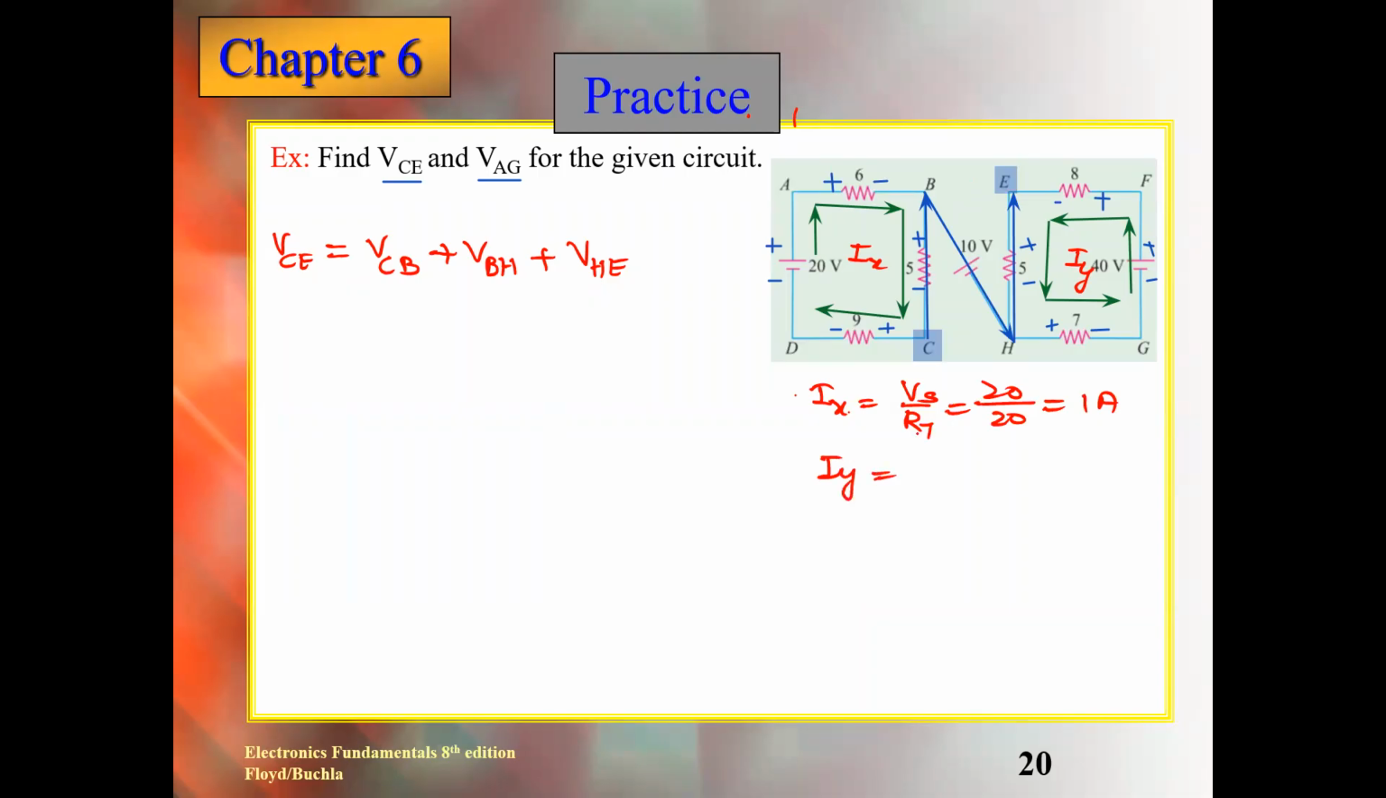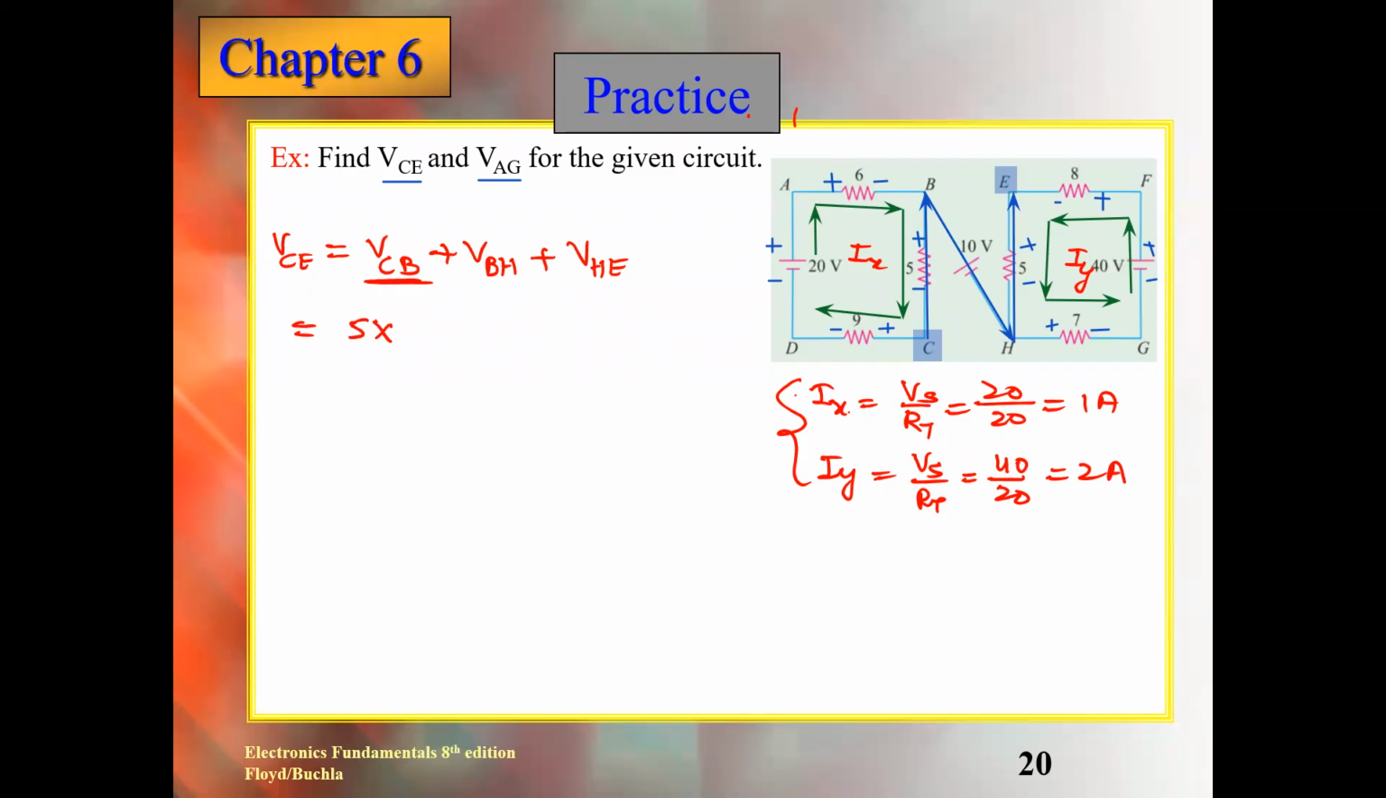Similarly, calculate the IY. How can we calculate the IY? VS over RT. VS there is 40 over 20. Then you can calculate 2 ampere. Understand? So now IY is here and IX is here. So you can put these things in this formula. VCB. What is VCB? So here you apply Ohm's law. Do you know the resistance between C to B? 5 multiplied by the current.